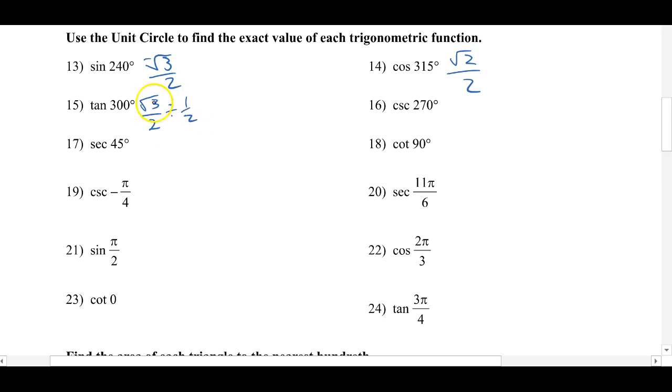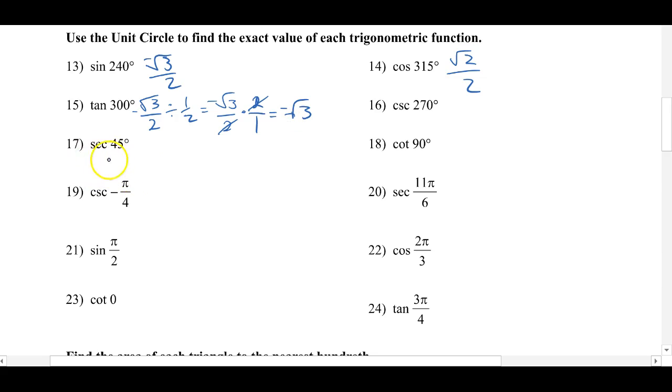Okay, so it should be negative rad 3 divided over 2 divided by 1/2. Remember that with fractions, when you divide them, you just flip the second, and now it becomes multiplication. And we have a 2 on the top and the bottom, so those cancel out. And now it's just negative rad 3 over 1, which is equal to negative rad 3. Okay.